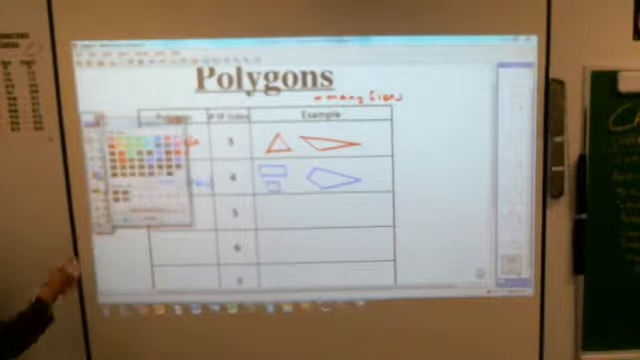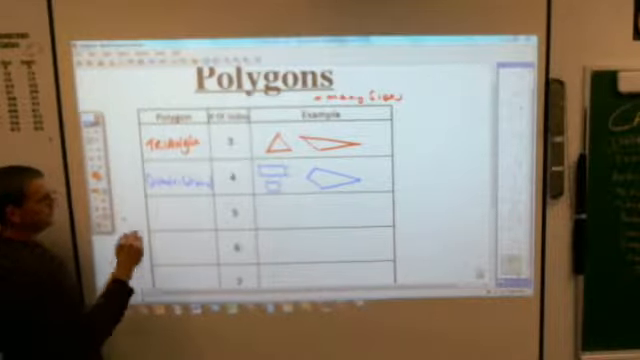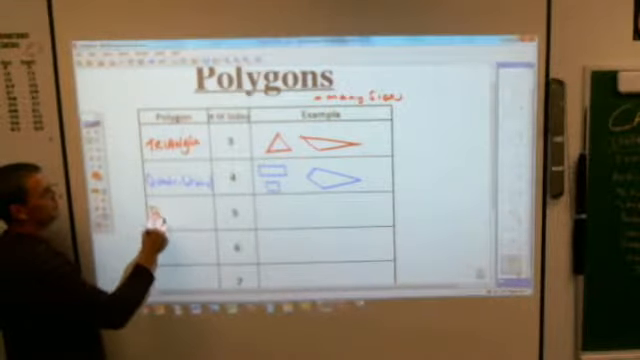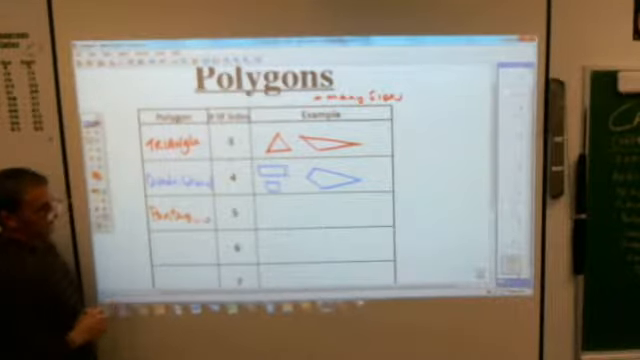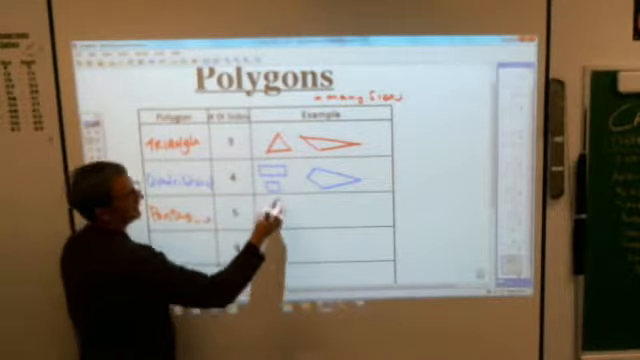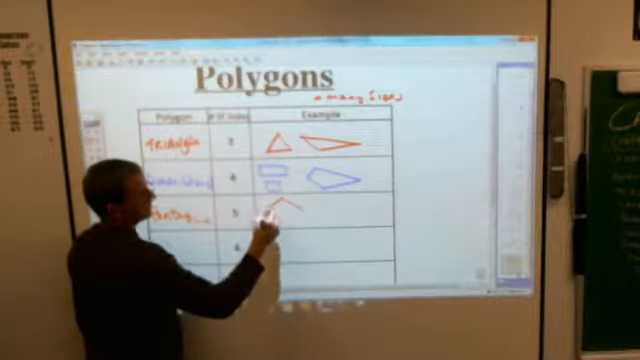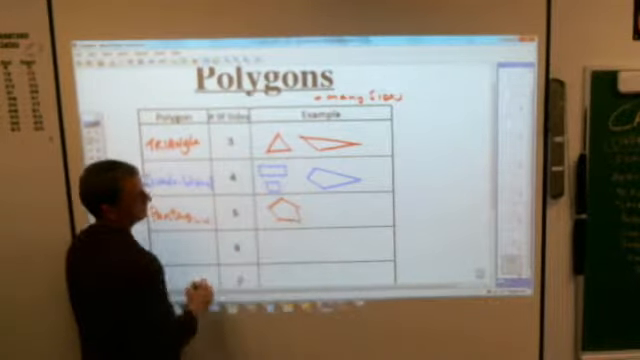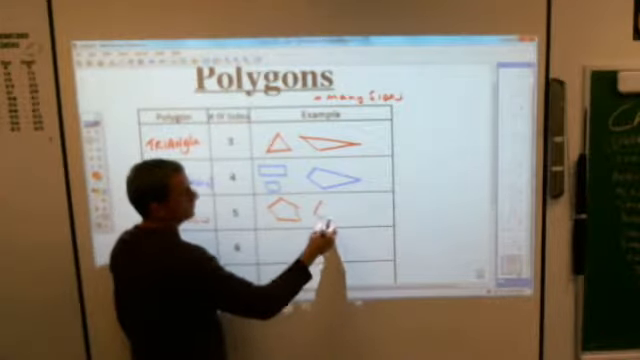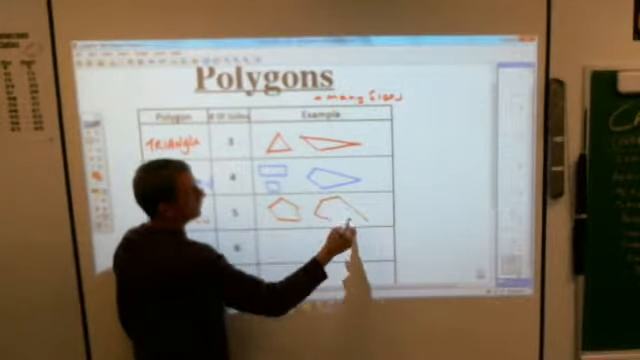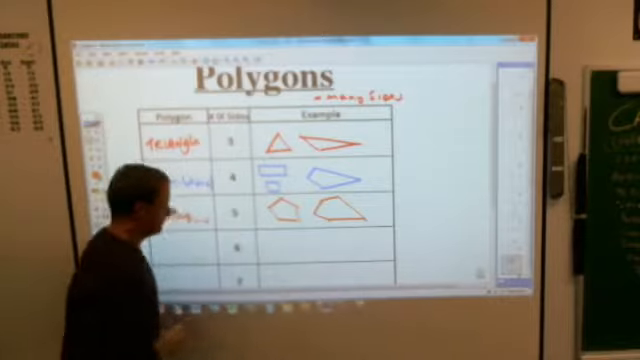A five-sided shape, anybody? A pentagon? Yes, it is a pentagon. And the generic form of a pentagon kind of looks like this. It's a house kind of shape. But anything with five sides is a pentagon. 1, 2, 3, 4, 5.